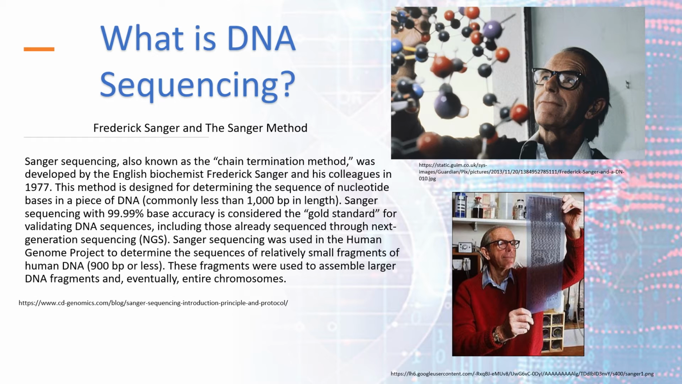Sanger sequencing with 99.99% base accuracy is considered the gold standard for validating DNA sequences, including those already sequenced through next-generation sequencing. Sanger sequencing was used in the Human Genome Project to determine the sequences of relatively small fragments of human DNA. These fragments were used to assemble larger DNA fragments and eventually entire chromosomes.